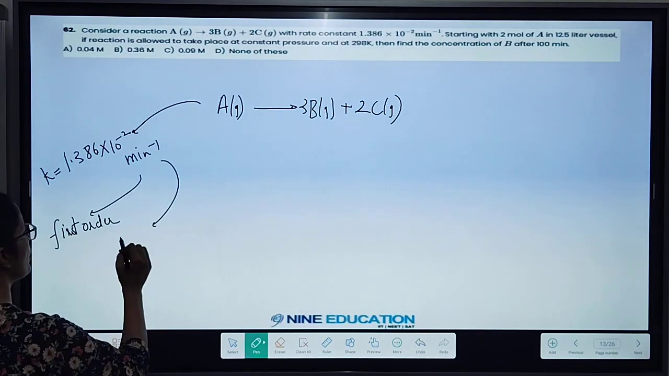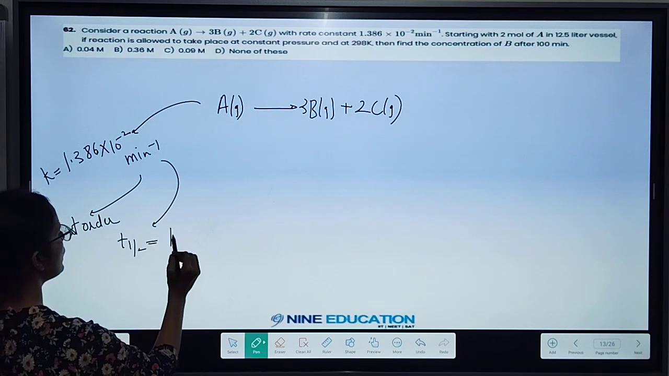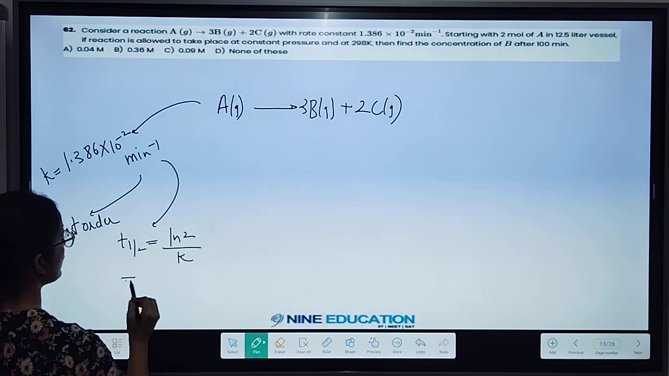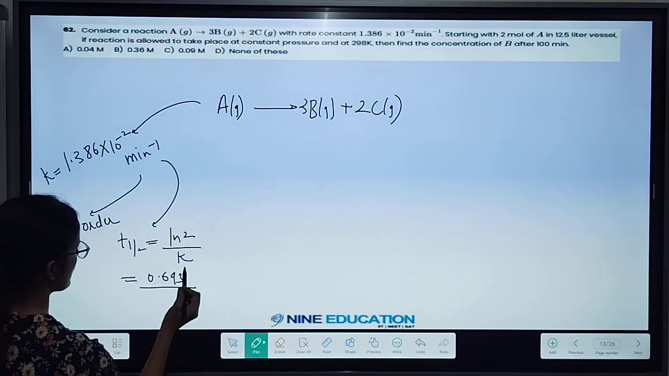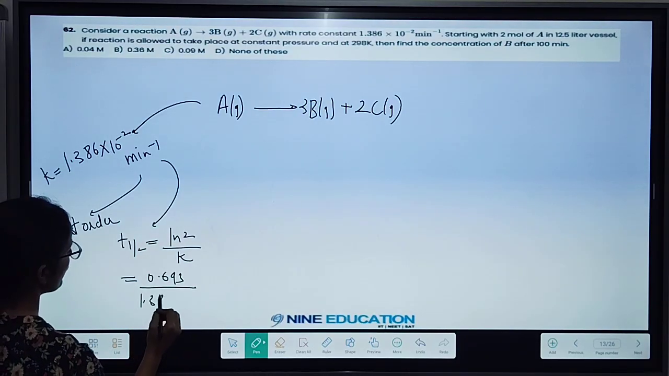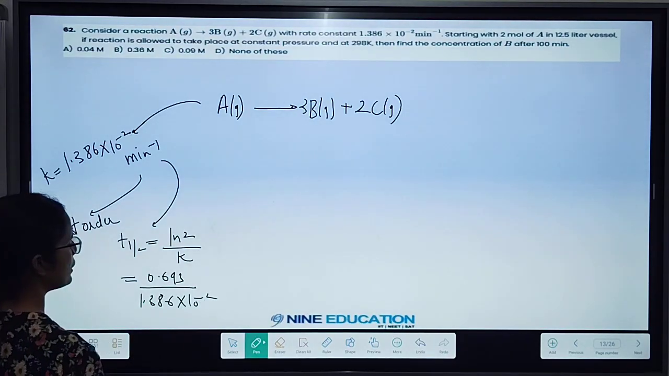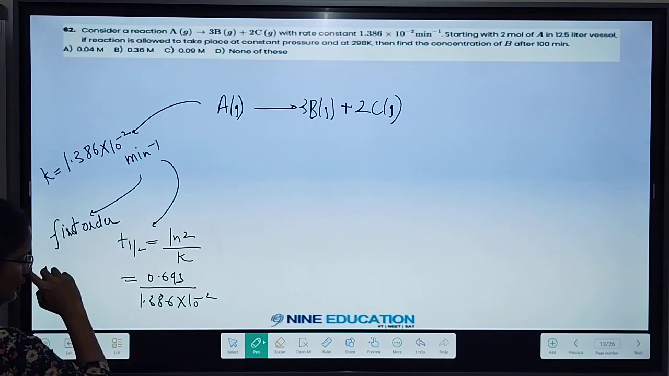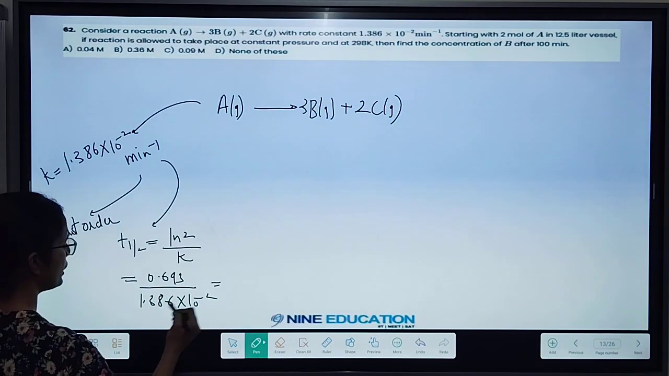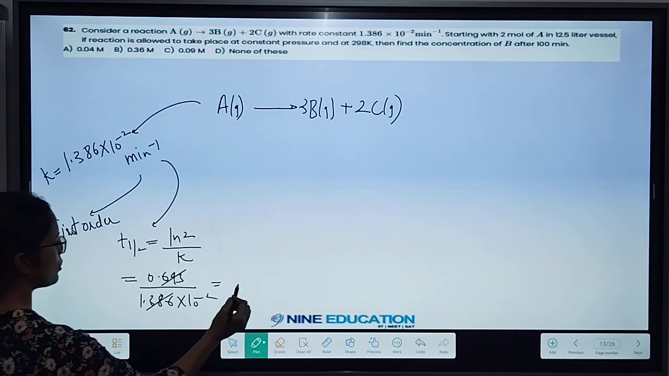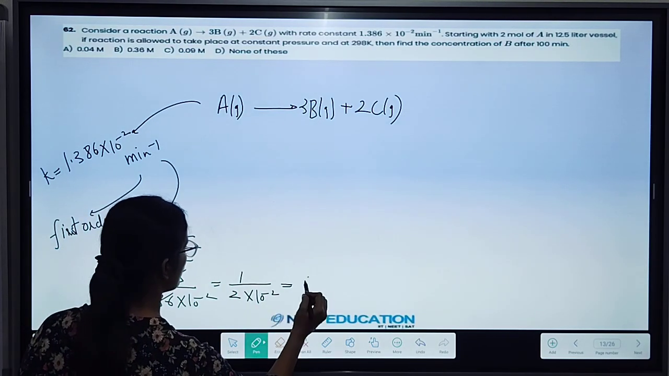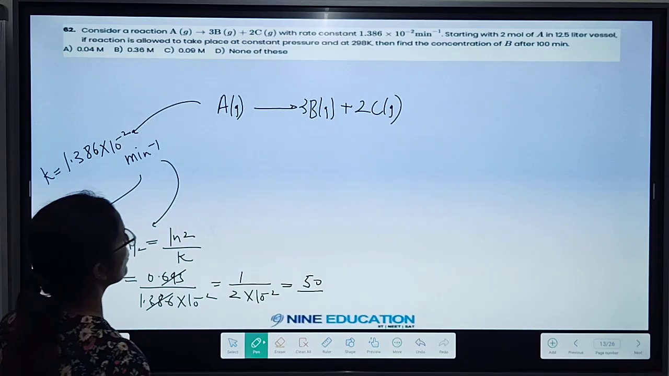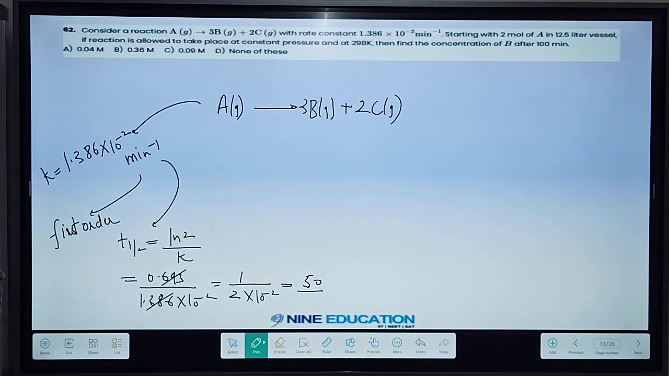So to find the half-life: t half is equal to ln2 by k. ln2 is 0.693. K is given as 1.386 times 10 raised to power minus 2, which is exactly twice. So we have 1 by 2 into 10 raised to power minus 2, that is 100 by 2, which comes to 50. It means the half-life is 50 minutes.